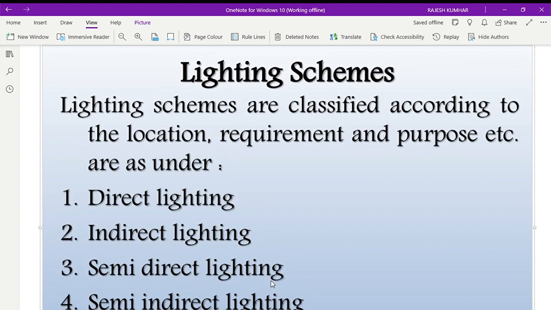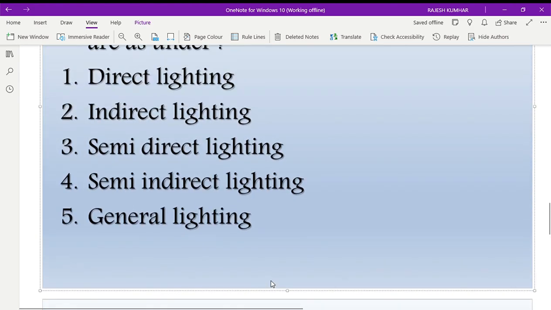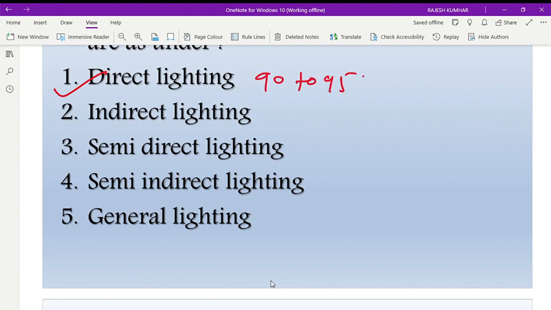Now here are some important factors of lighting schemes according to the classifications based on location, requirements, purposes, and so on. Basically 5 points are categorized. First one is direct lighting. Direct lighting means that 90 to 95% of the light falls directly on the object or surface. Suppose this is the source and it goes directly downwards. That is the direct lighting scheme.